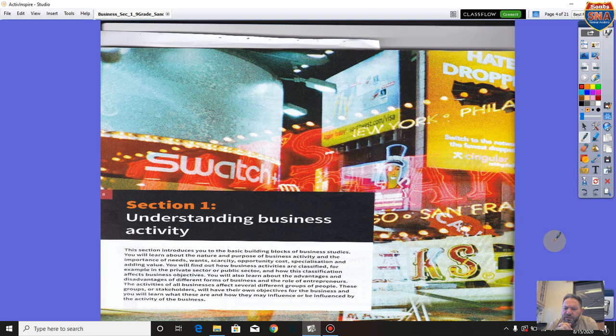The other thing is services. What are services? Services are like internet services, like booking airline tickets, like going by taxi. So anything that can't be touched physically is called a service.